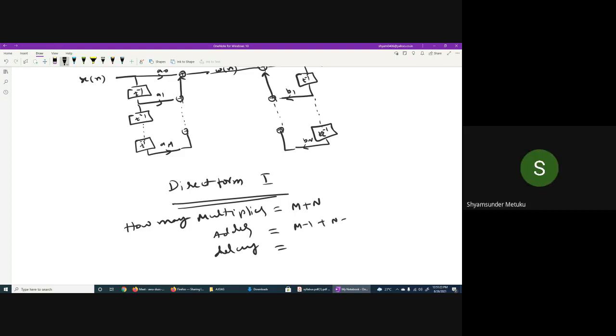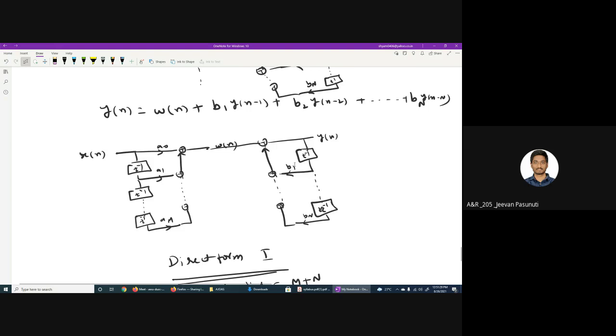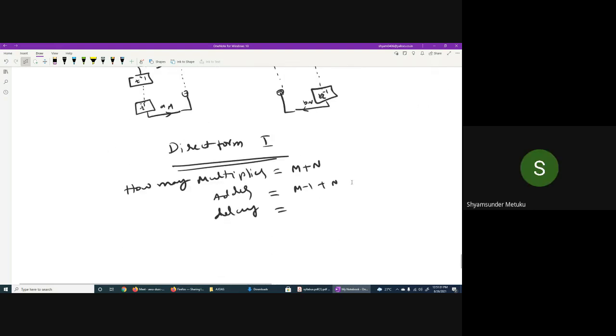I think wn here it will be n only. M plus n minus 1 actually. You need an extra adder, no? Yes, sir, in the intermediate. Correct or not? Yes, sir. Then delay elements: m plus n again. Yes or no? M delay elements for part 1 and n delay elements for part 2. Correct? Okay, sir. So with this, I would like to conclude today's class.